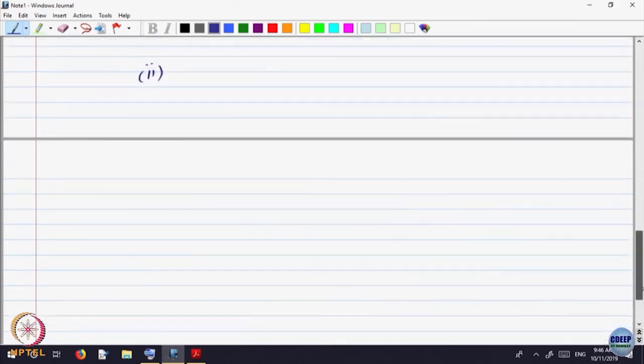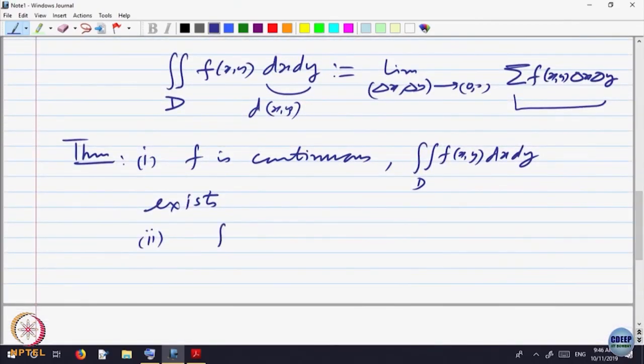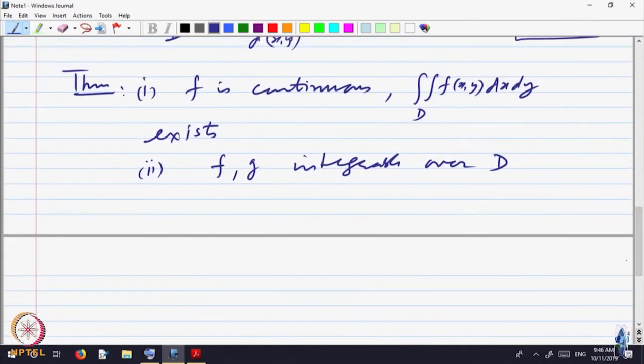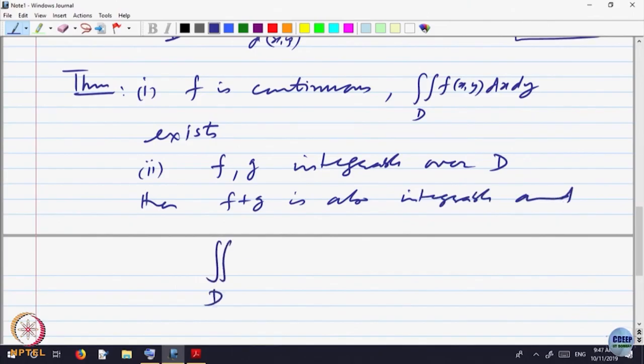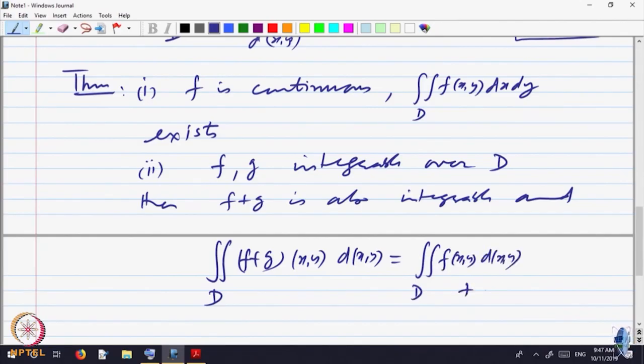Let us write something more. It is a linear function. If f, g are integrable over a domain D, all those properties which hold for one variable are very much there. Then f plus g is also integrable, and the double integral over D of (f plus g)(x, y) dx dy is equal to the double integral of f plus the double integral of g. That is the linearity property. Basically, what we are saying is the integral, like in one variable, is linear.